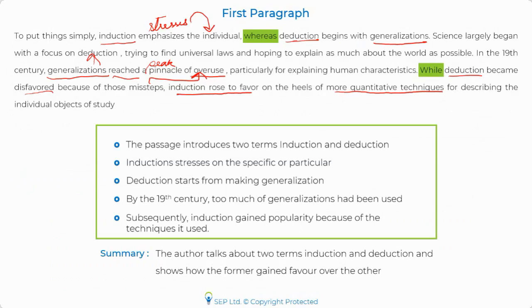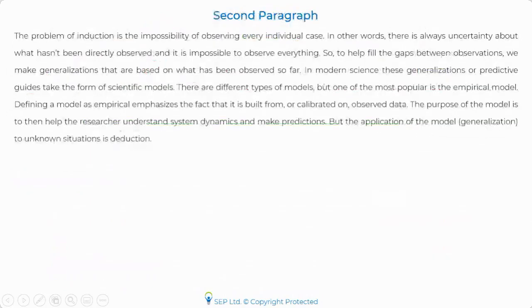Okay. I'm going to now read the second paragraph for you, the one where the question focuses, and see how I'm going to decode it. Okay. Here comes the second paragraph. Problem of induction. So now see, this is how I'm going to connect with the previous passage. The previous passage ended on a note which says deduction became disfavored and induction gained favor. However, in this paragraph, the author says induction also has a problem. What is that problem? Let's read on.